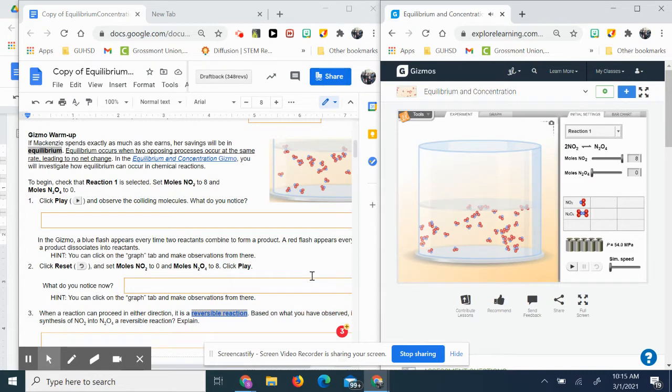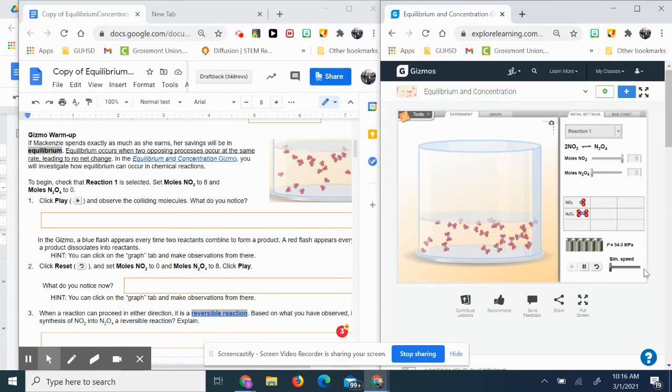Okay. And then it says click play and observe the colliding molecules. What do you notice? So if I go ahead and click this play button right here, pay attention to those molecules. And if you look, the colors change a tiny bit when things collide and new compounds are formed. So we're forming N2O4, and what's reacting is NO2. So as you're watching, what happens? Go ahead and make note of that.